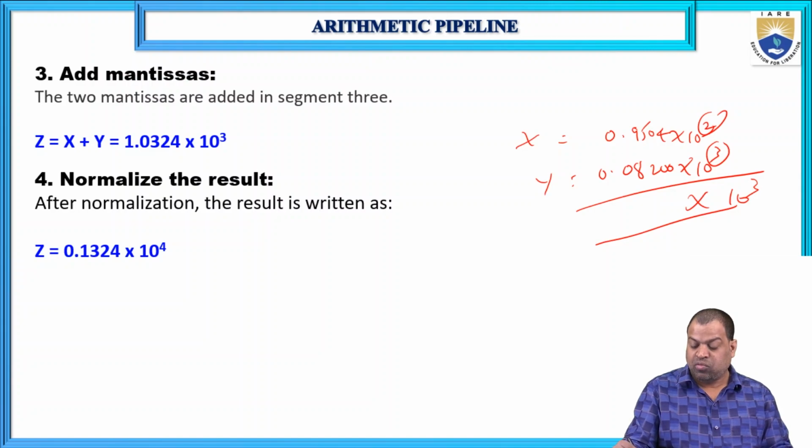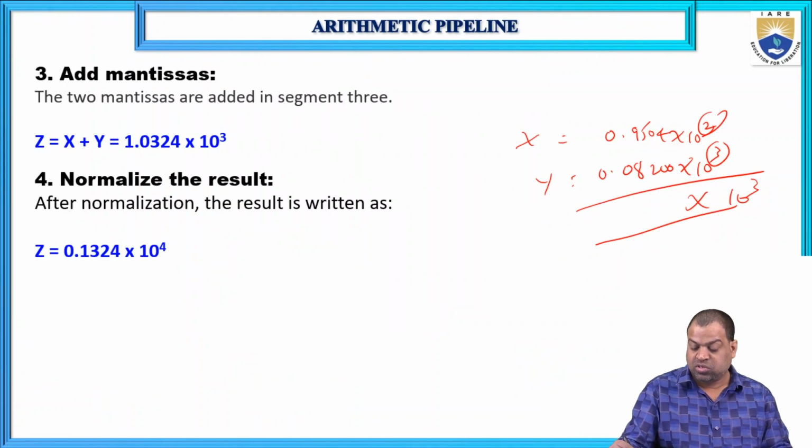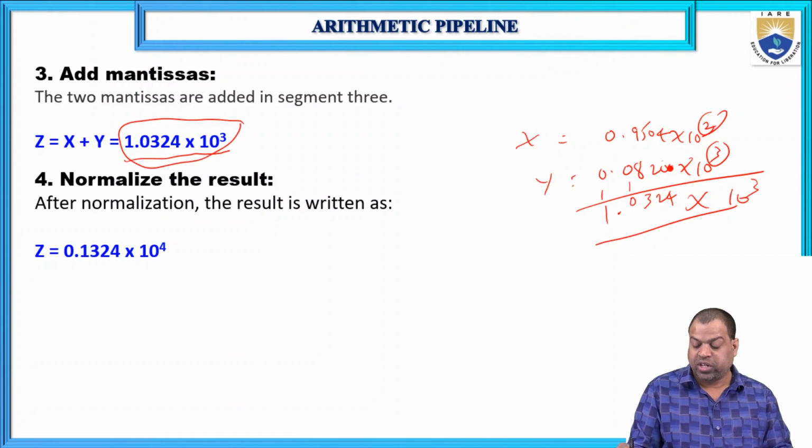So here 4 plus 0.08200. How many digits? 1, 2, 3, 4, 5. Here 1, 2, 3, 4. So the last digit 0 should be removed. So 4 plus 0, 4; 0 plus 2, 2; 5 plus 8, 13, carry 1; 9 plus 1, 10, 0 carry 1; 0 plus 0 plus 1, 1. So 1.0324, 1.0324 into 10 cube.